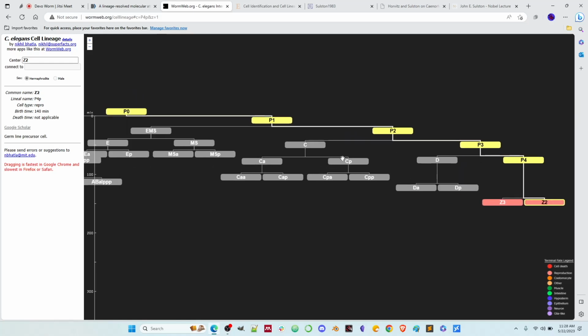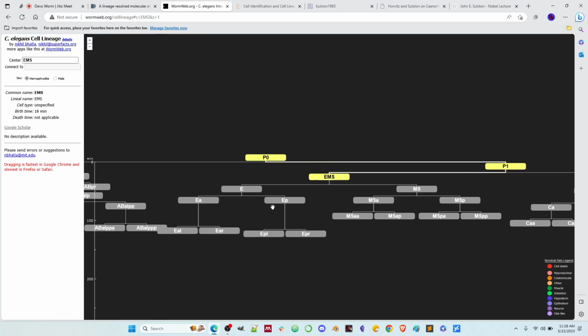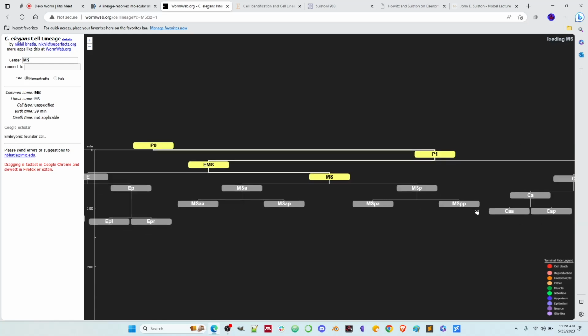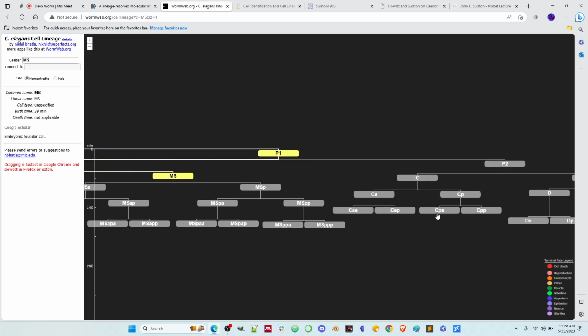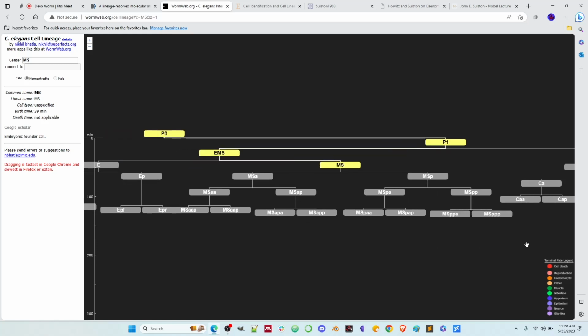Within this P1 lineage, though, you have other specialized lineages. You have EMS, which I think contributes to the gut, and MS and C and D. These are all very specialized for different parts of the organism, different tissues. And so this is the second lineage. This is the posterior lineage. So all these divisions happen posteriorly.